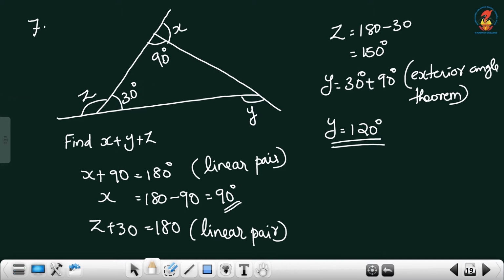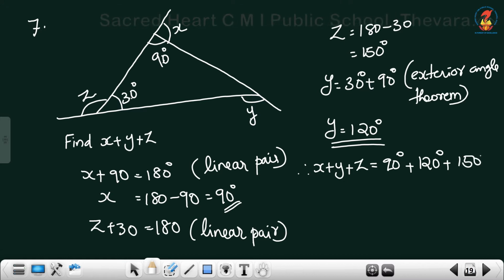We have to calculate x plus y plus z. Therefore, x plus y plus z equal to, x is equal to 90 degree, y equal to 120 degree, z equal to 150 degree, equal to 360 degree.